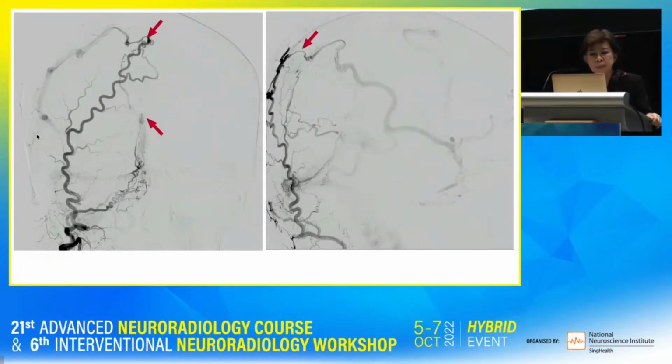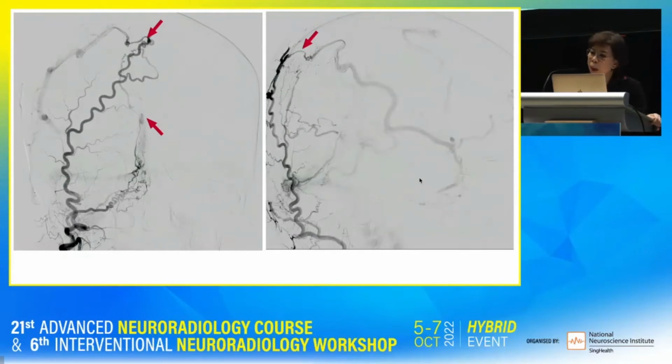But please notice that there is another shunt, from the STA passing the osseous branch here and shunting into the epidural vein, and finally refluxing into the cortical vein also.